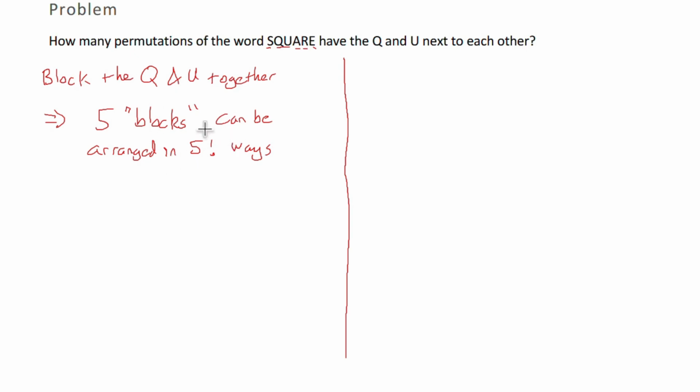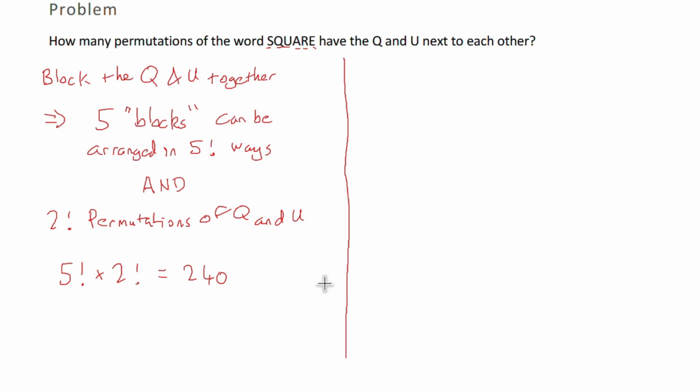So that's part of the solution, but I also have to deal with something else. And I have the permutations of QU. Permutations of Q and U. And there are 2 factorial permutations of Q and U. So the answer here is 5 factorial times, because it's and, 2 factorial. That's 120 times 2 is 240.